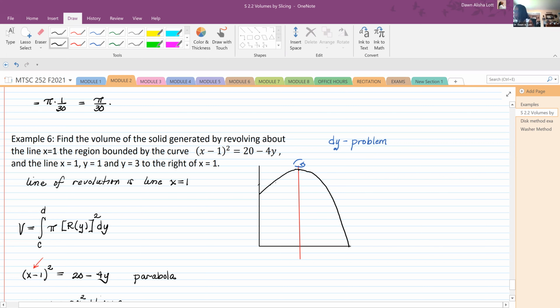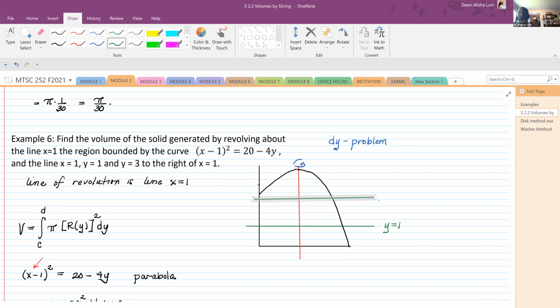Okay, now it goes through the line y equals 3. So it says y equals 1, so let's draw y equals 1, and y equals 3. Okay, so there we go. Kind of difficult to draw, but we got it.